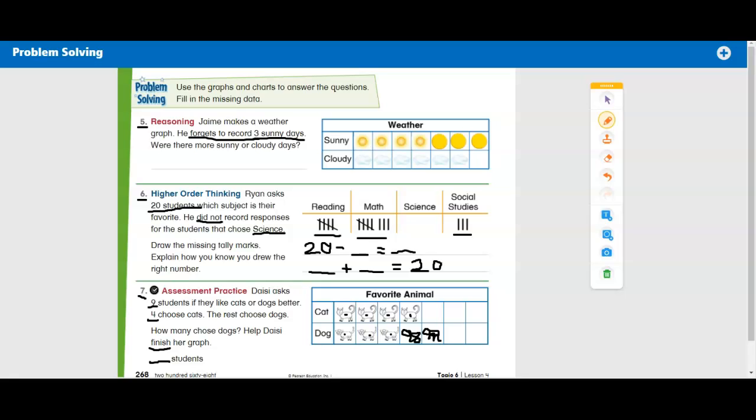Once you have finished answering number 7, you are all done with your math lesson for today. Tomorrow, we will be completing our last lesson in Topic 6 and begin our review to take our test. If you have any questions about your assignment or anything that we've learned in Topic 6 so far, please let me know, and I'll see you later.